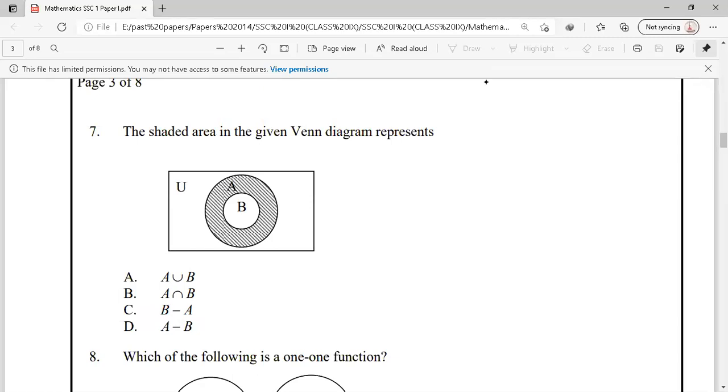Next we have a shaded Venn diagram in question number 7, and we have to tell what does this shaded area represent. So in the given diagram, B is the subset of A.